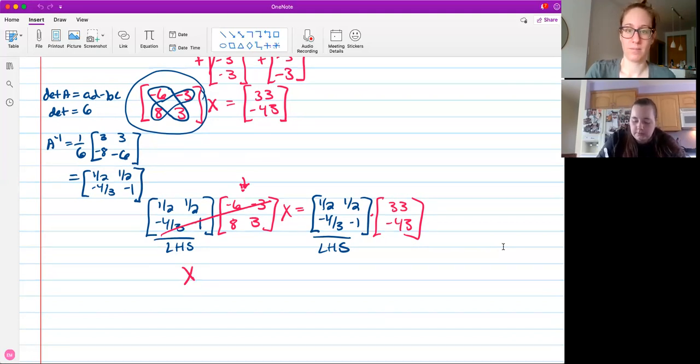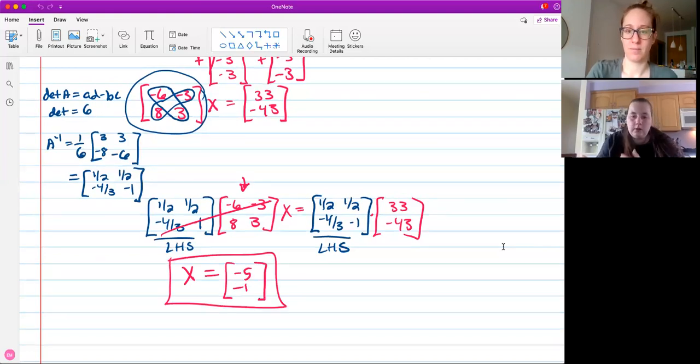And then when we multiply out the other matrix, we are left with -5, -1. Remember, row by column, and then add them all together with your matrix multiplication, and that is it for our answer. So our answer to this equation is matrix -5, -1.